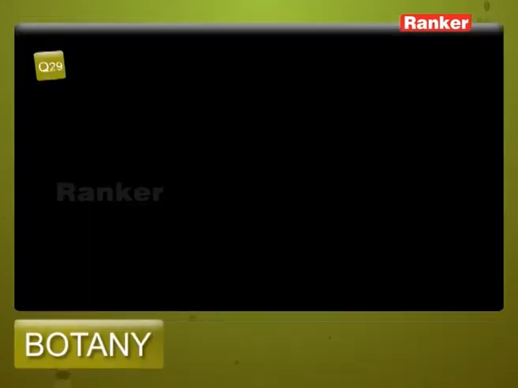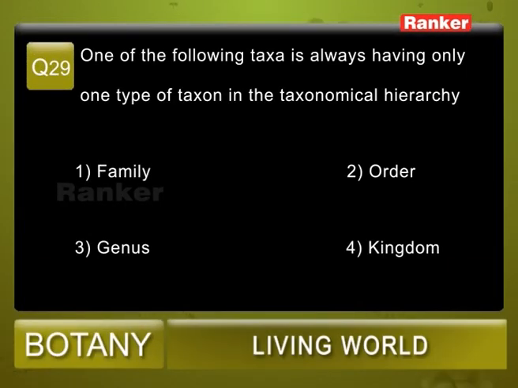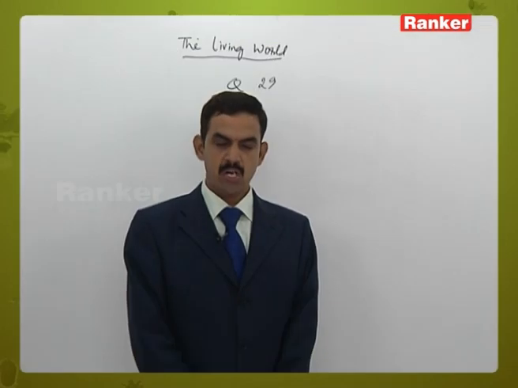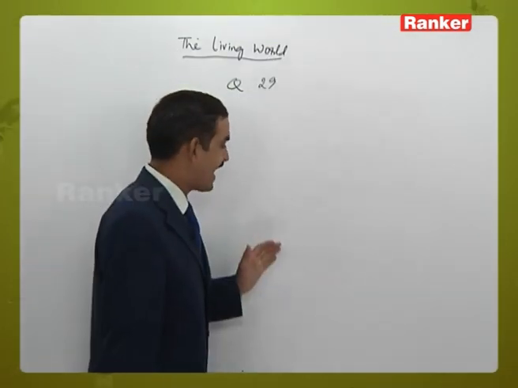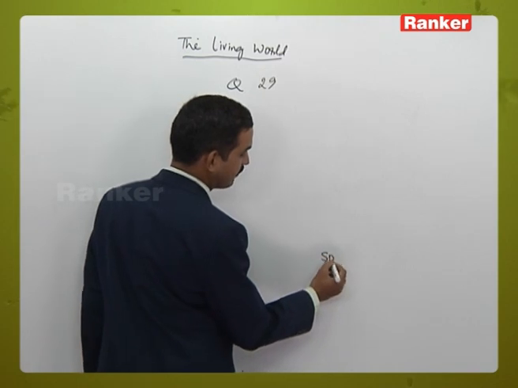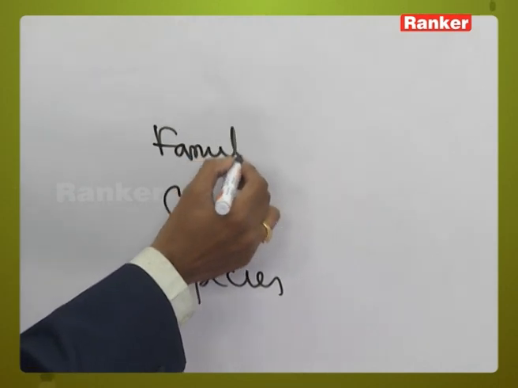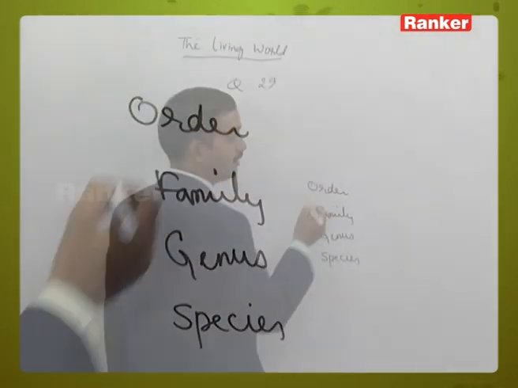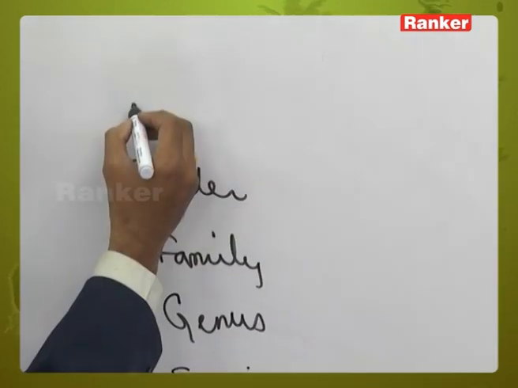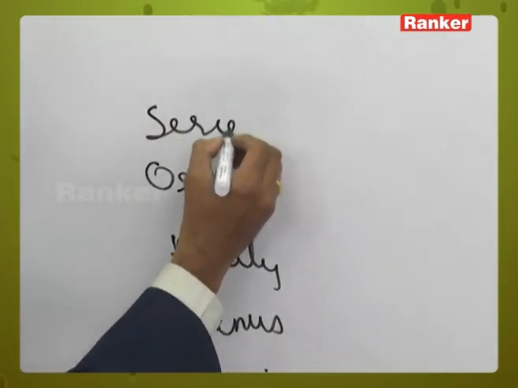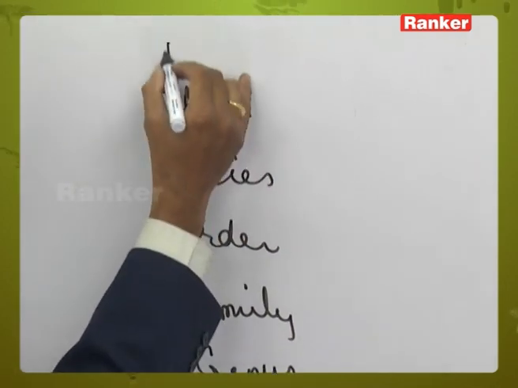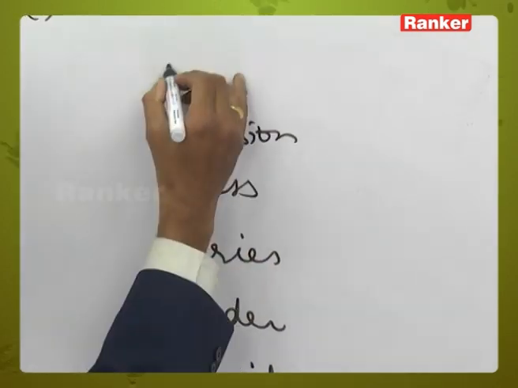Question number 29. One of the following taxa is always having only one type of taxon in the taxonomic hierarchy. Options: 1. Family, 2. Order, 3. Genus, and 4. Kingdom. As we know, the hierarchy is there, starting with the species, genus, family, order, series, class, division, and kingdom.